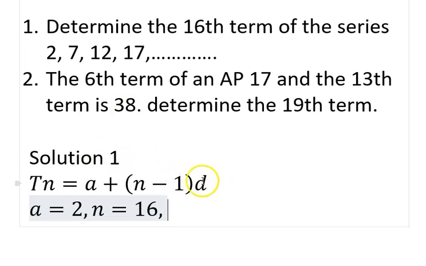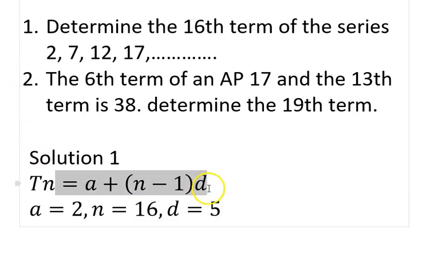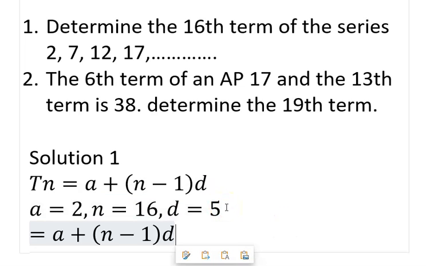Then the next one, the common difference. You get the common difference from the difference you have between the first and the second. The common difference will be constant. 7 minus 2 is 5. 12 minus 7, 5. 17 minus 12, 5. By so doing, you know that your common difference, which is D, is 5. So with these parameters, you'll be able to get your 16th term, because that's what the question is actually asking from you.